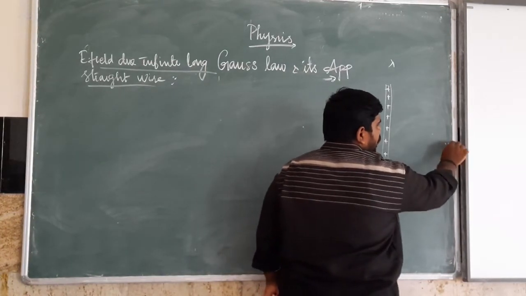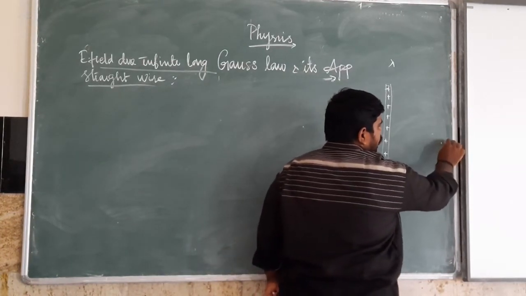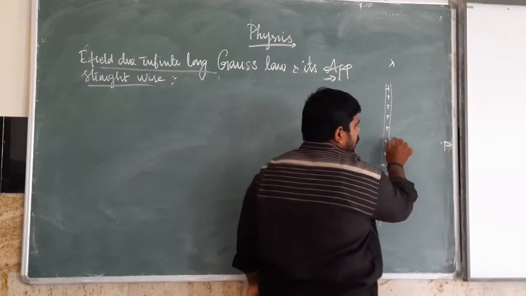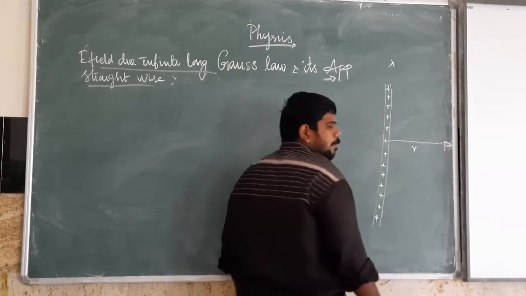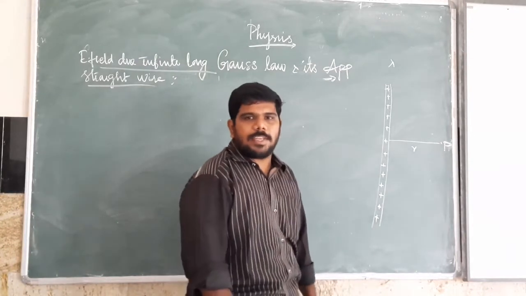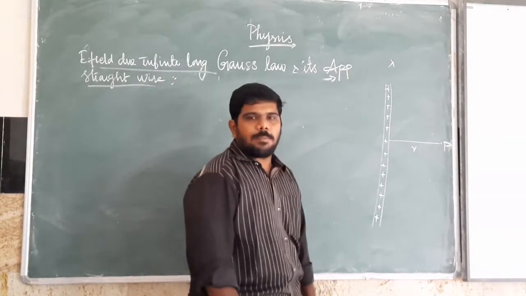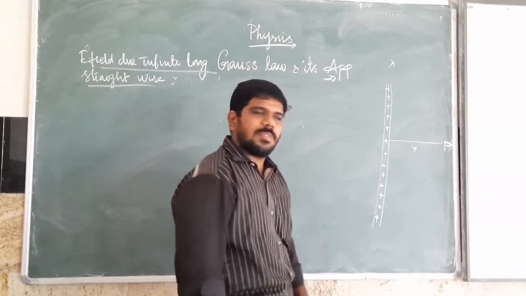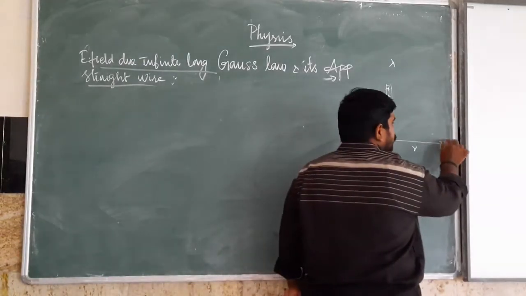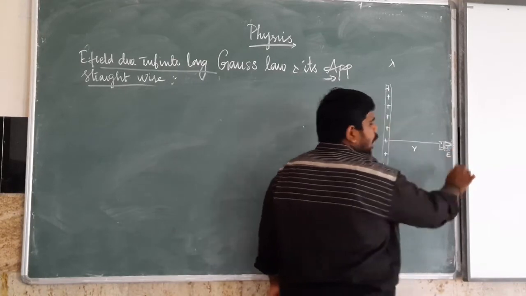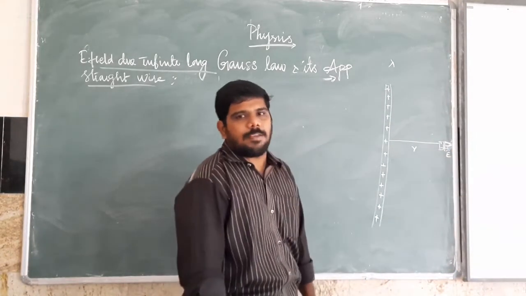Second point: let P be a point at a distance r from the wire, having a uniform electric field E.